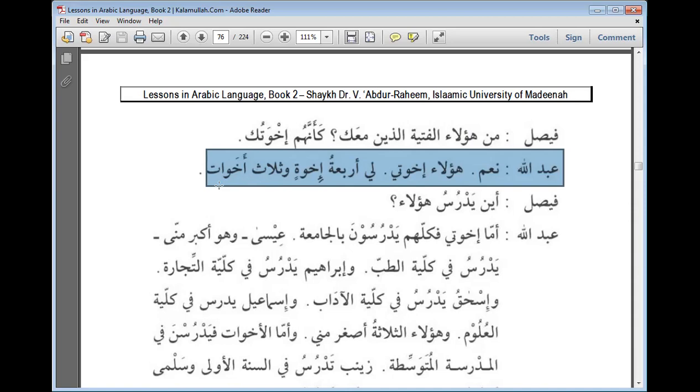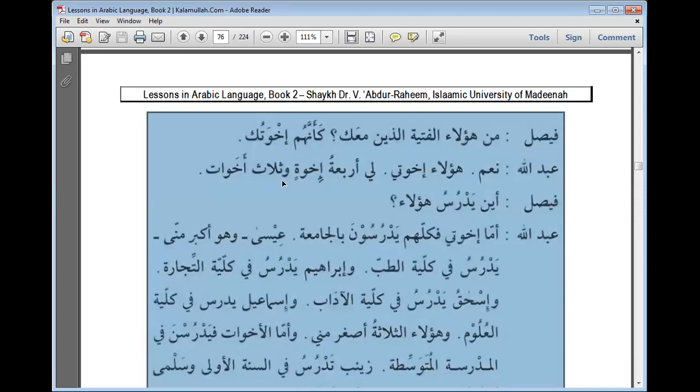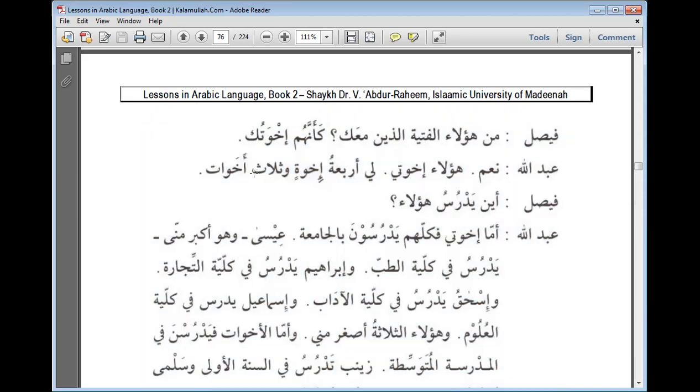So we see here, arba'atu is feminine with the ta marbuta added at the end. Why? Because what are we counting here? The brothers. Okay? Ikhwati. And then you have thalathu, which is masculine. There's no ta marbuta at the end of this number. Why? Because the thing that is counted is what? Feminine. All right? Akhawat is plural for ukht, which is sister.